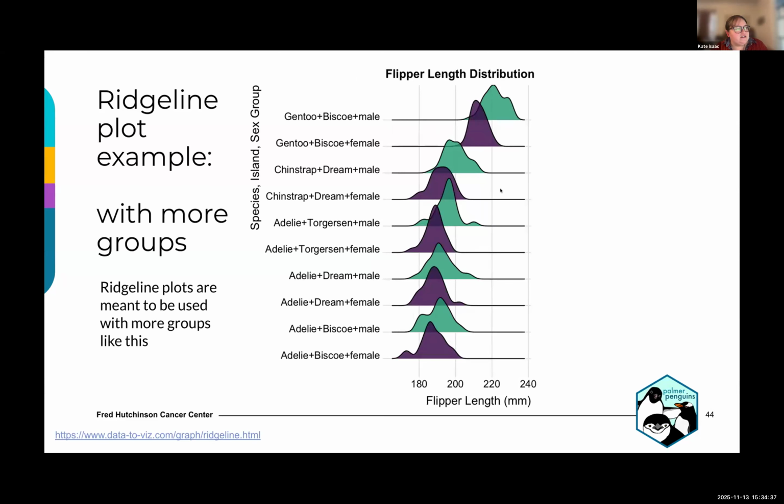But the strength of the ridgeline plot example is that you can do even more groups. And so with this example, I've now increased the number of groups that we are comparing. And I have further added groups, as each species might have an island associated with it. So the Adelie penguins can be found on 3 different islands, Biscoe, Dream, or Torgersen. Chinstrap is found only on Dream Island, and Gentoo is only found on Biscoe Island. So we have even more groups by looking at the species, island, and sex together. And so they're meant to be used with more groups like this, and this works pretty well because there's a nice progression.